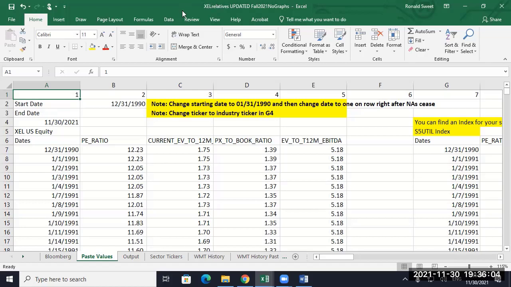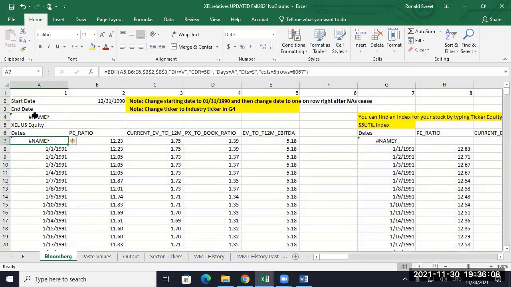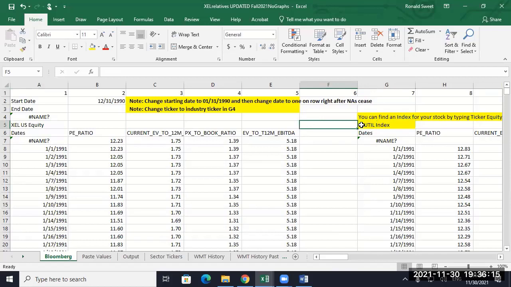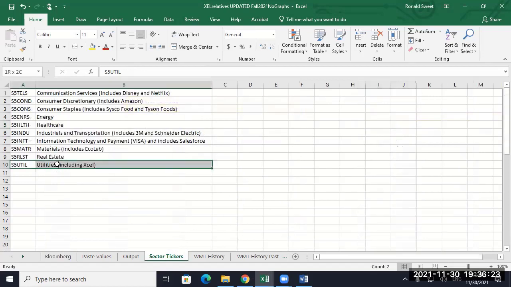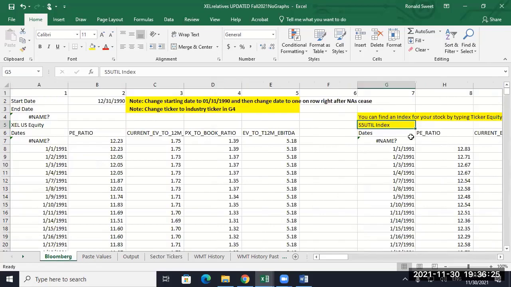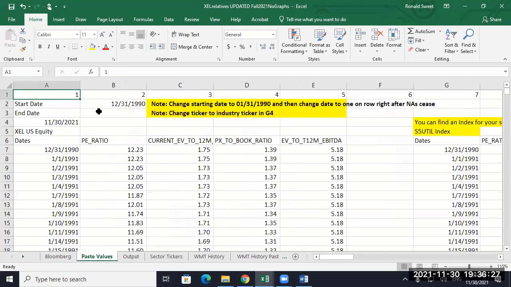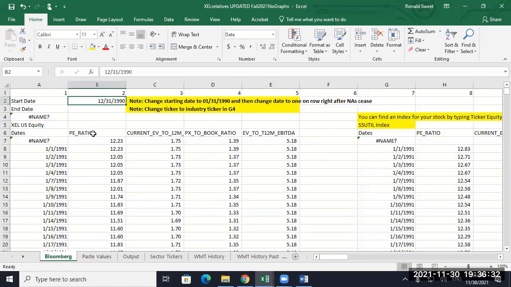So all we did here is you load this file in Bloomberg. You can't do it on this machine, but you do it in Bloomberg. You change your ticker here. You notice what I did here. Why did I change this? Before it's consumer staples, XL is the utility. So I went and got the sector ticker for utilities and put that in there. It updates all the data. So here's all of his data. We changed the date to 12/31/1990 because that's when he started having data.